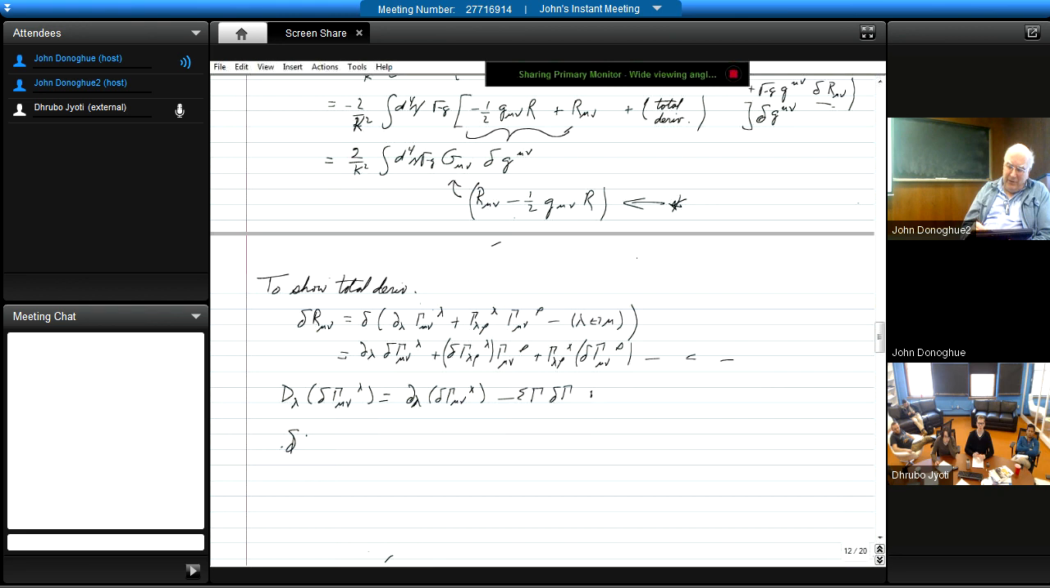All right. I'm going to give up on all the algebra, but the end result is that delta R_{mu nu} is the derivative lambda on delta gamma^lambda_{mu nu}. You can see that developing just starting from there, and then it's minus the derivative mu on delta gamma^lambda_{lambda nu}.